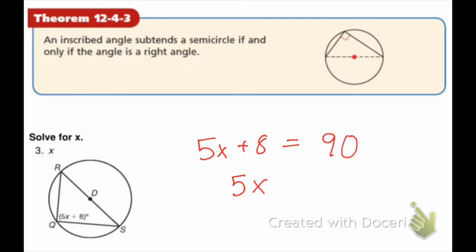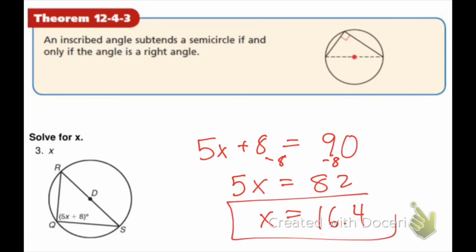I solve. So I subtract 8 from both sides and I get 5x is equal to 82, and then x is equal to 16.4. 82 divided by 5, 16.4. So that's how you solve for that question. You could also use the converse as well to solve for the unknown.